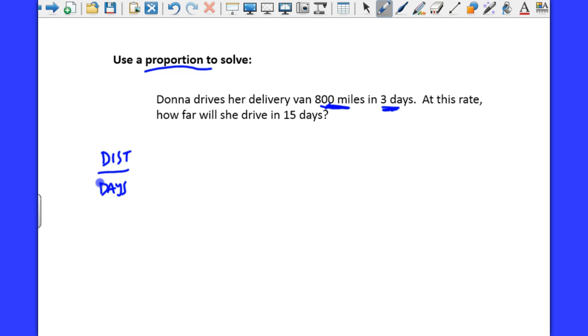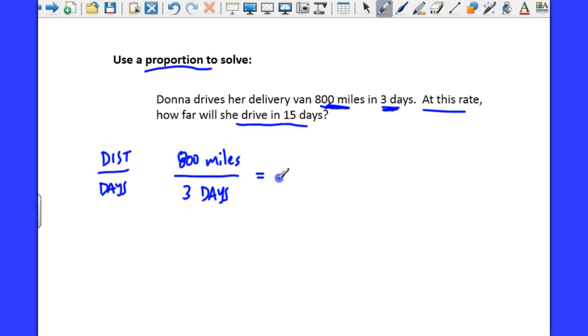Let's just write that off to the side there on your left. And then let's write down what we know, that she drives 8,000 miles. Now, would you please write it like that? Don't be afraid to write the word on your paper. 8,000 miles per 3 days. So she goes 8,000 miles in 3 days, and it says at that rate, if that's a regular rate, how far would she drive in 15 days?